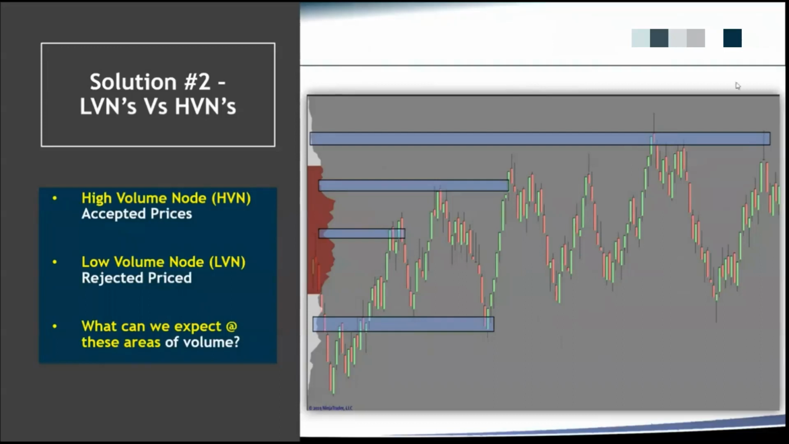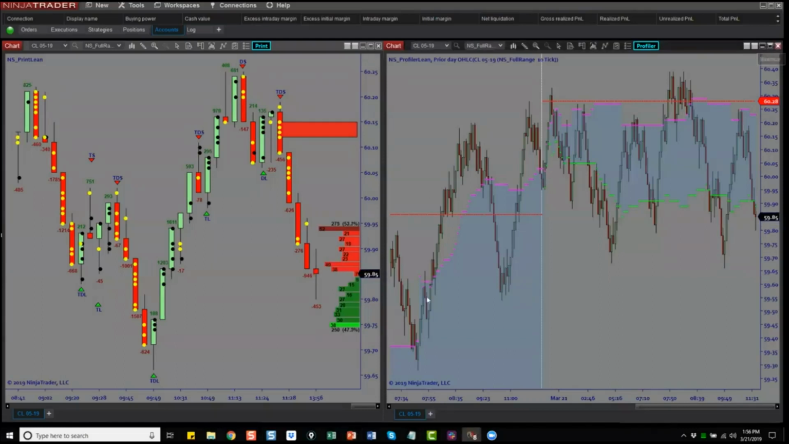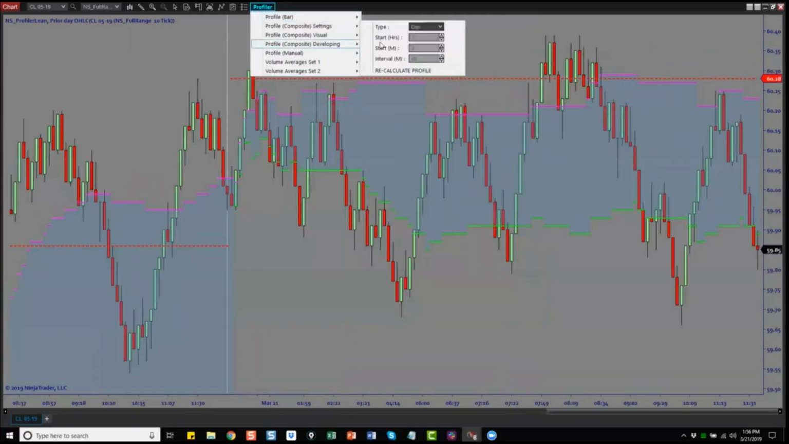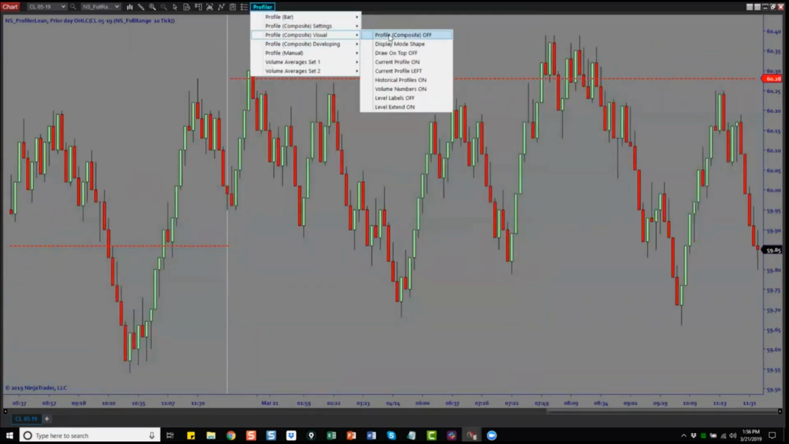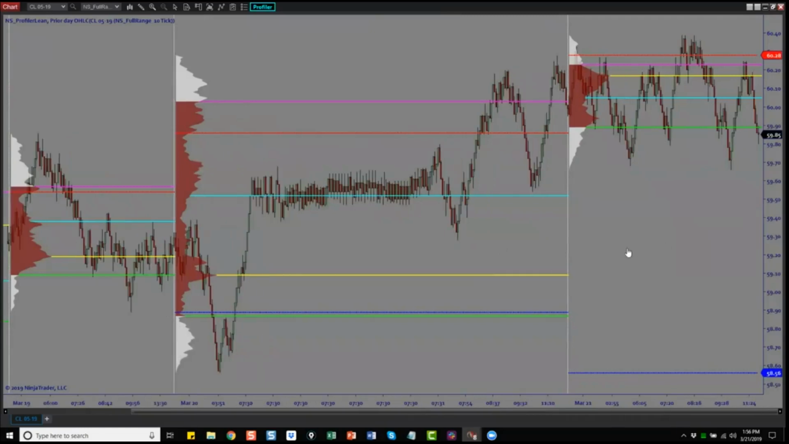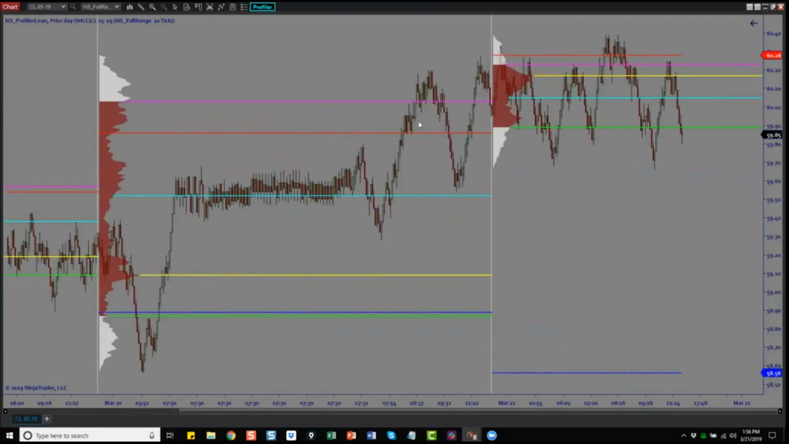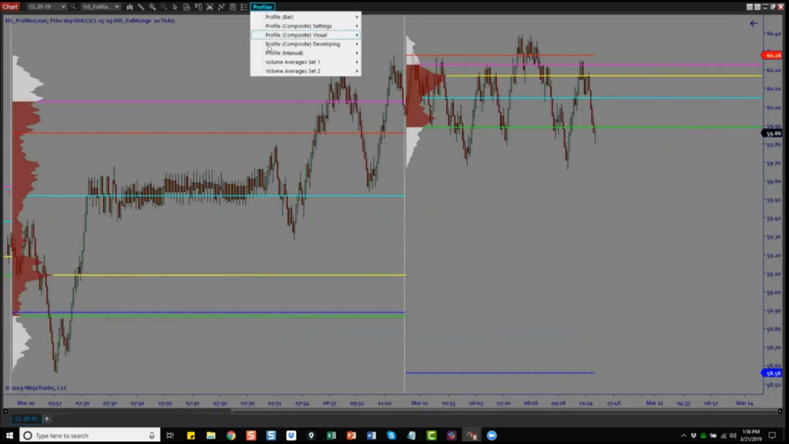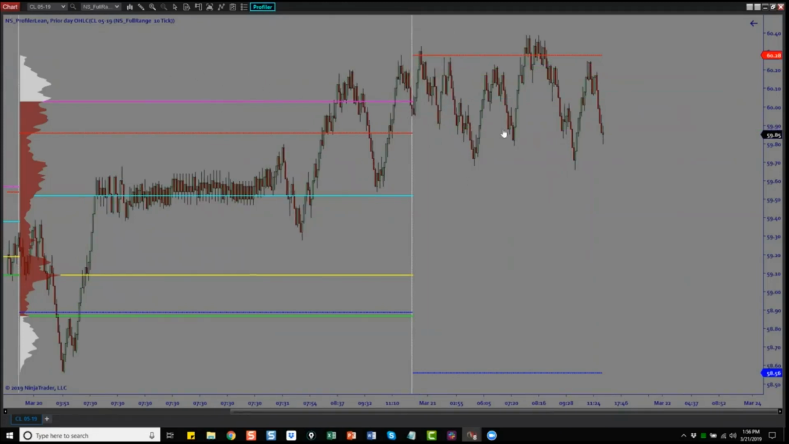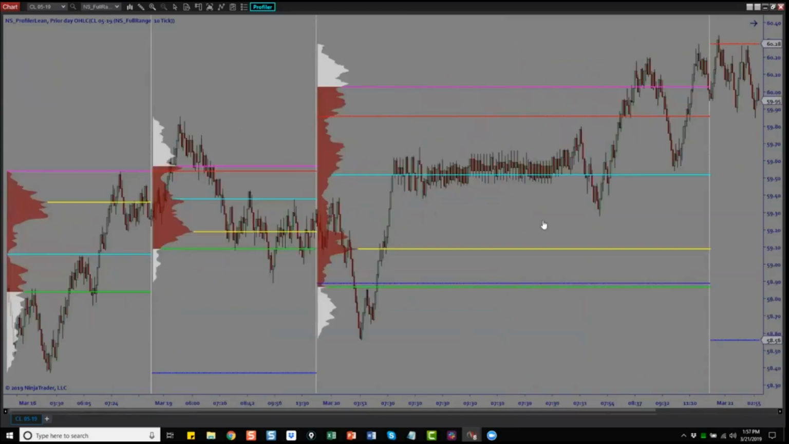Now let's go and take a look at some charts. Let's go here and show this. Let's take the developing profile off. Let's put the composite on. And let's go in here. I don't want to pay attention to the low volume pockets of today's profile. I'm going to turn the current profile off. I want to basically pay attention to yesterday's profile because it's static.